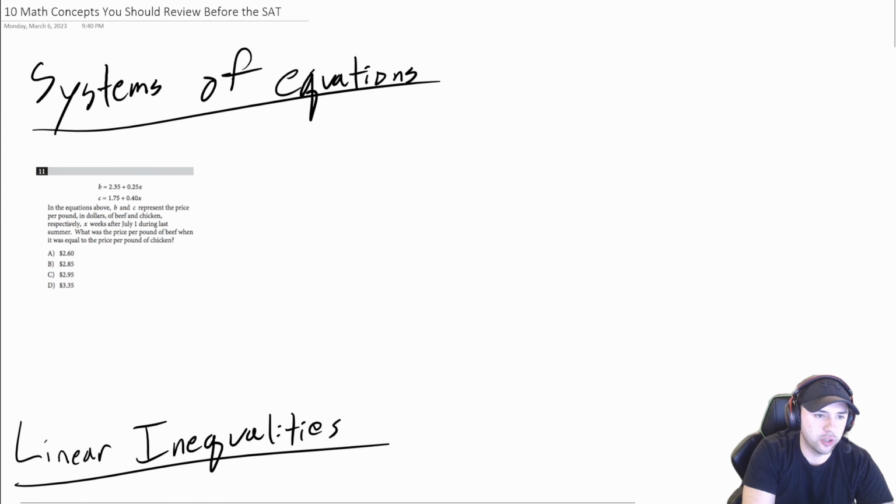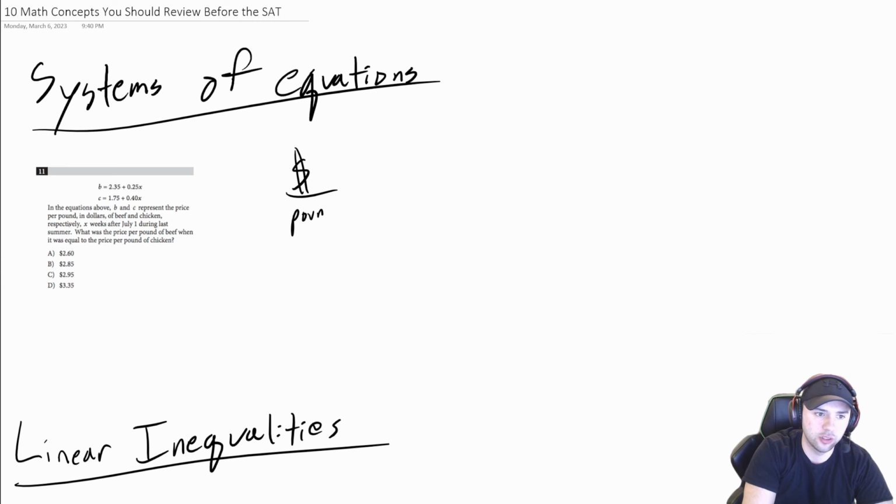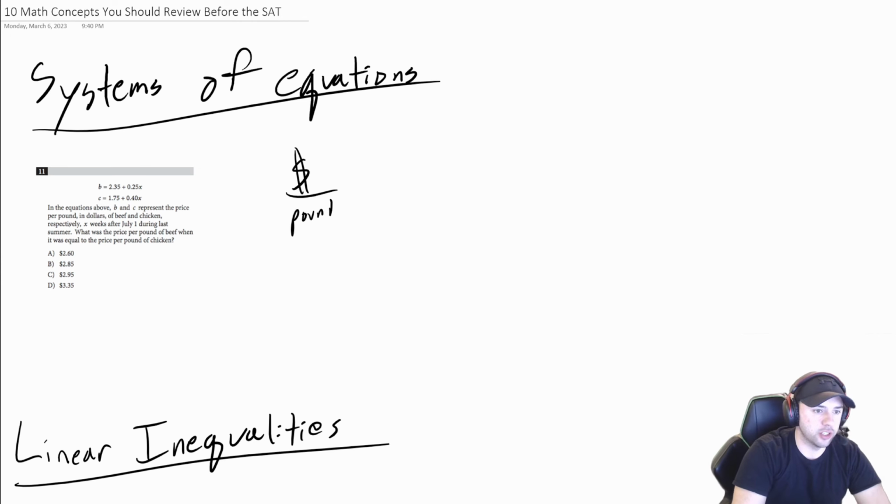So we can see we have two equations. B is equal to 2.35 plus 0.25x, and C is equal to 1.75 plus 0.4x. In the equations above, B and C represent the price per pound, so dollars per pound, of beef and chicken, respectively, x weeks after July 1st during the last summer. What was the price per pound of beef when it was equal to the price per pound of chicken?